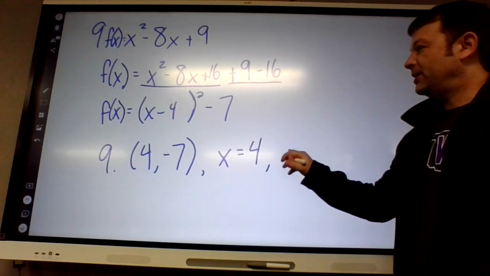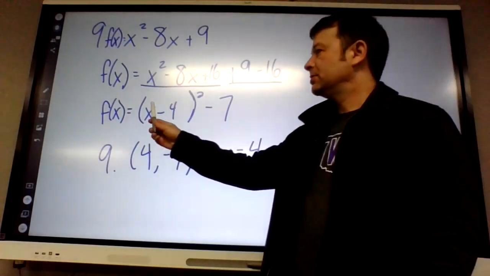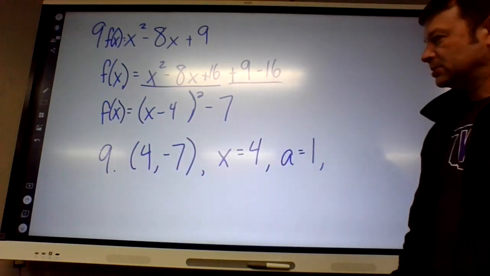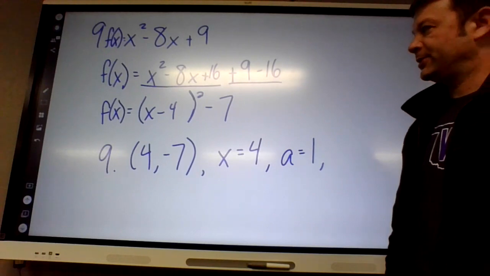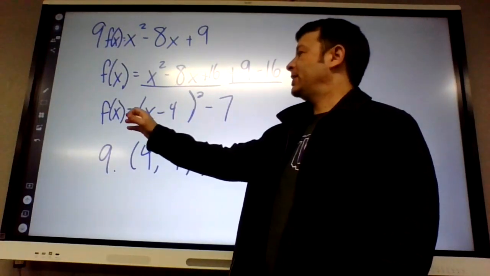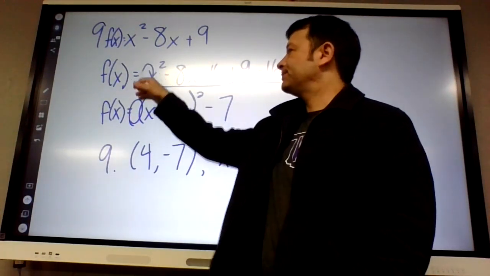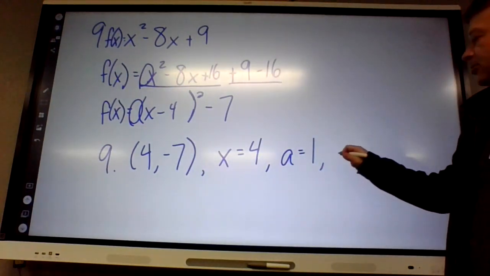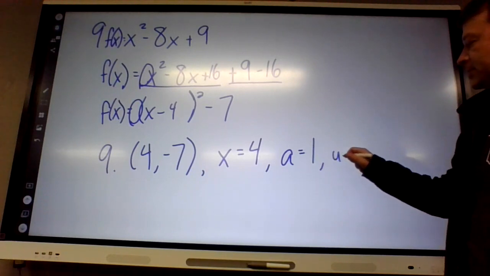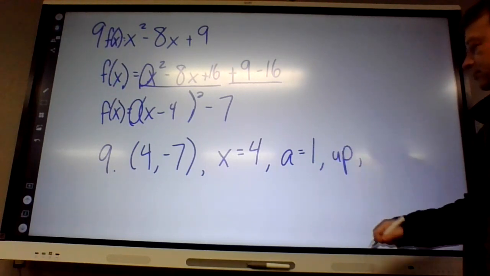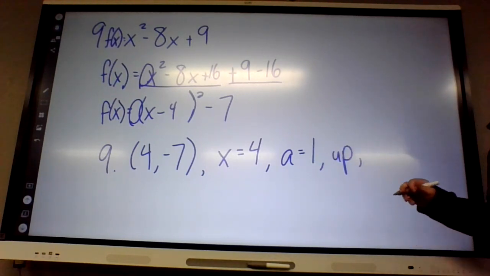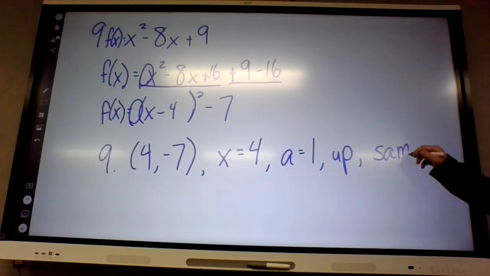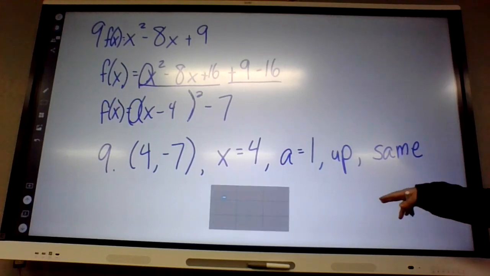What is the a value? It's the number in front of the x squared, right there. If there's nothing, it's 1. Is it going to open up or down? Up, because it's positive. Is it going to be steeper or flatter than normal? Same, because it's 1.